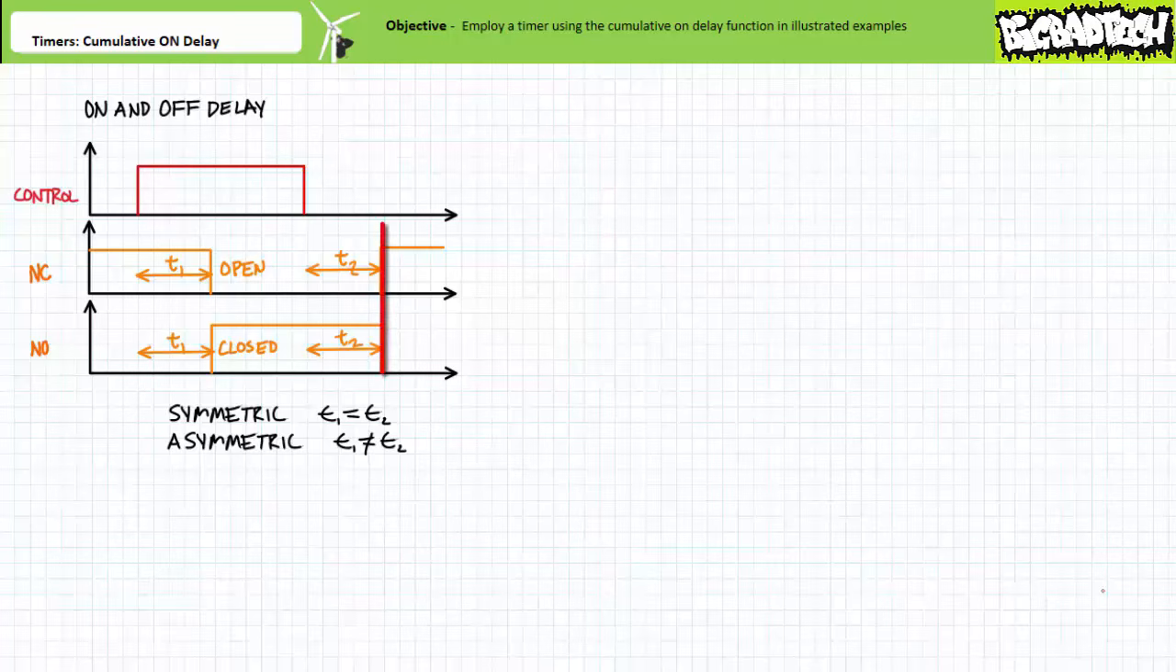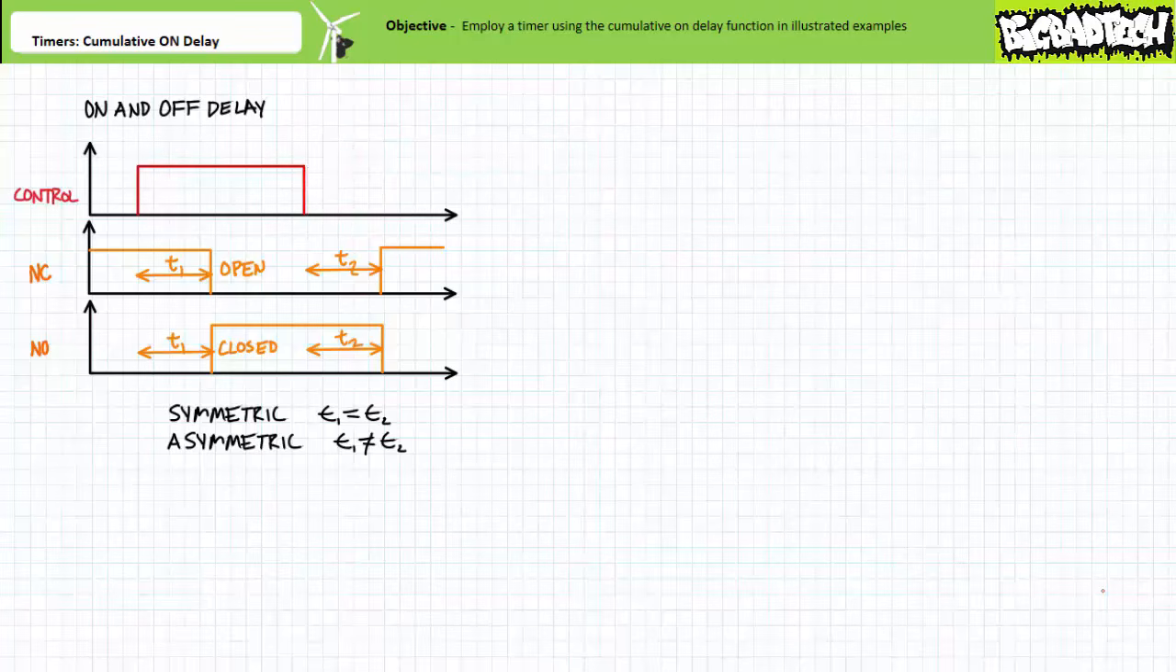Only after the predetermined delay period T2 has elapsed do the contacts revert to their deactivated state. The normally closed contacts reclose, and the normally open contacts reopen. This is the off delay portion of the on and off delay function.